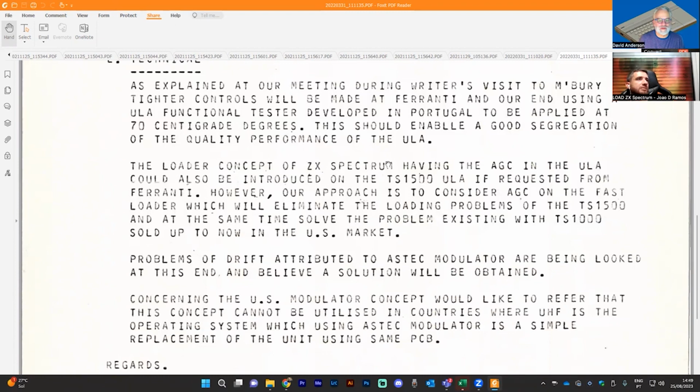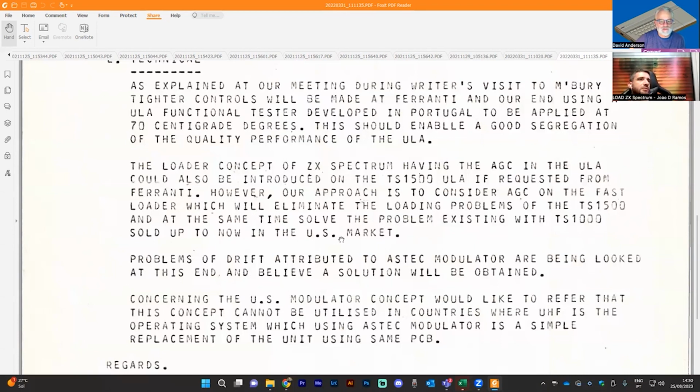Okay, the loader concept, the AGC expectation in the ULA, could also be introduced on the ULA if requested from Ferranti. However, our approach is to consider automatic gain control, probably, on the fast loader, which is the thing I showed you. Yeah. Which will eliminate the loading problems of the 1500 and at the same time solve the problem existing with the 1000 sold up to now in the US market. So that's why Portugal was suggesting to have an external device. External device, yeah.